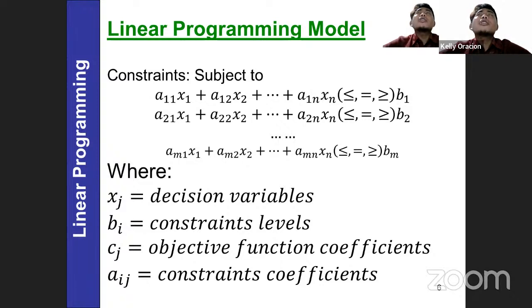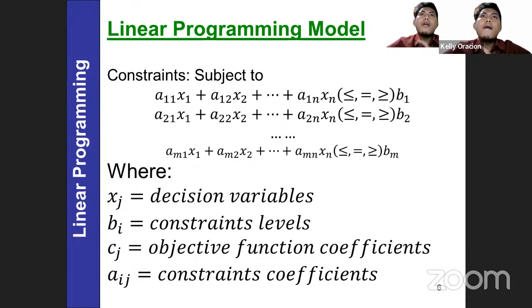Now, sir, I have a question. If the goal is to maximize or minimize, does the symbol used for constraints matter? The answer is yes. Now, for maximize, the symbol for constraints is at least. The symbol for at least is greater than or equal to.